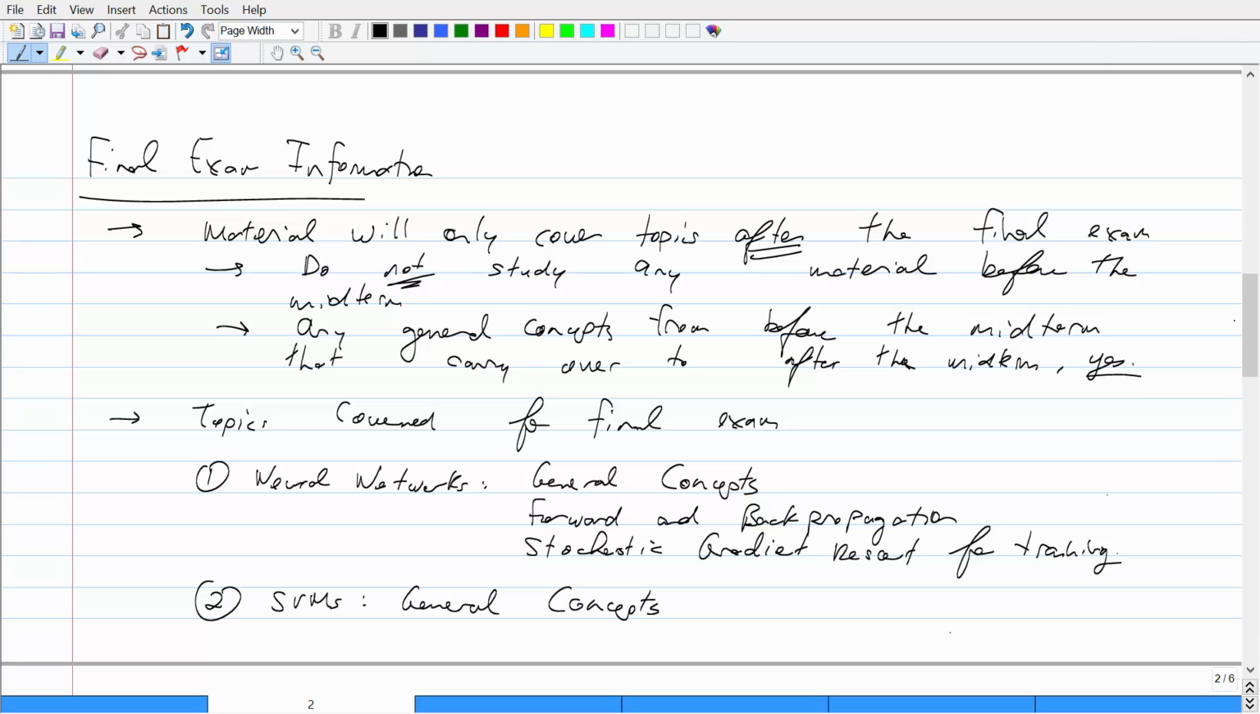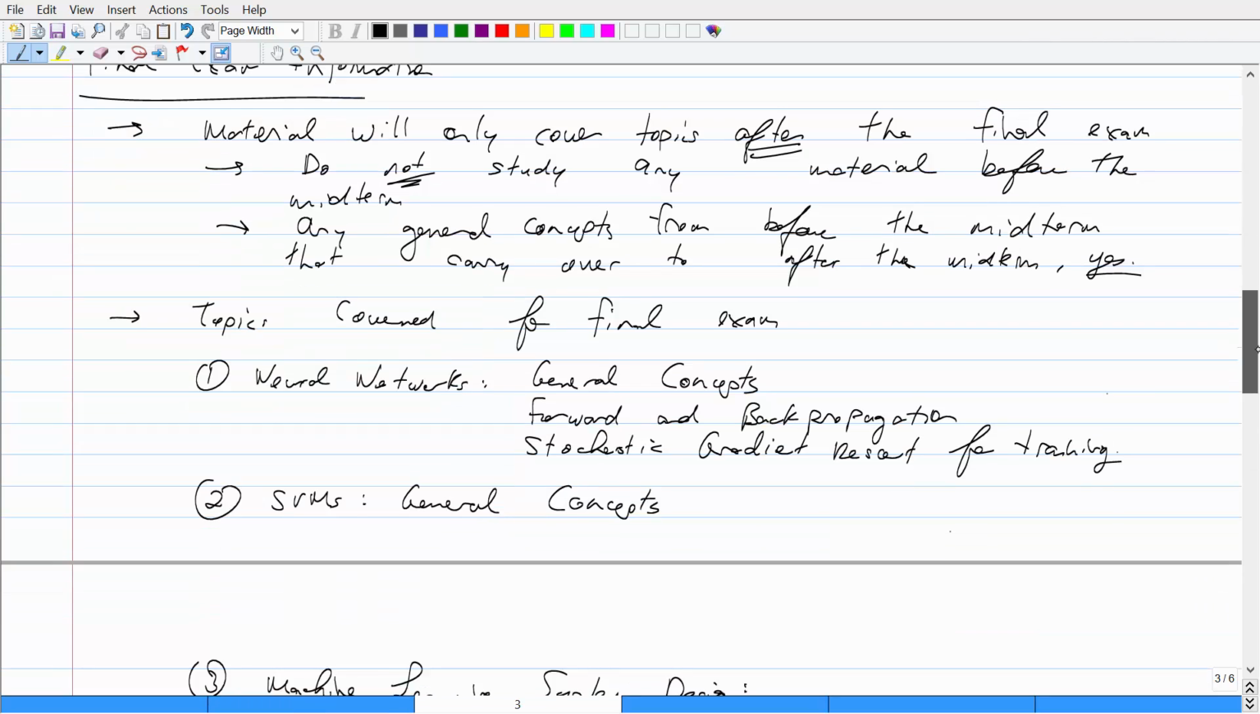So first you start off with neural networks, so general concepts, what a weight is, what a neuron is, just stuff that you're supposed to know. And then how to calculate forward and backward propagation, obviously, and then stochastic gradient descent for training. So you need to know the process of training a neural network with stochastic gradient descent. Okay, and then support vector machines, general concepts.